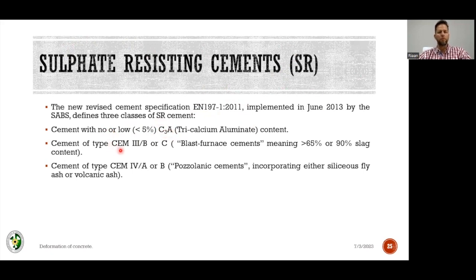Your type of cement, if you use a CEM III B or C, this is a blast furnace cement. So it means that in excess of 65 or 90% of your clinker has been replaced by GGBS, ground granulated blast furnace slag. You end up with a sulfate-resistant cement. Any cement of a type CEM IV A or B pozzolanic cement, incorporating either siliceous fly ash or volcanic ash, will also be deemed as SR cement. So that's another mitigating factor that could play to your advantage.